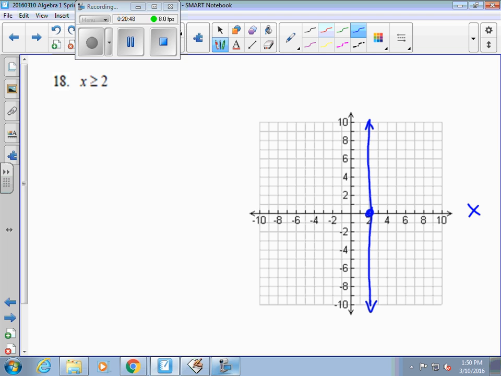Greater than or equal to, again, you can plug in 0, 0. 0 is greater than or equal to 2. That is not true, which means you shade away from 0, 0.